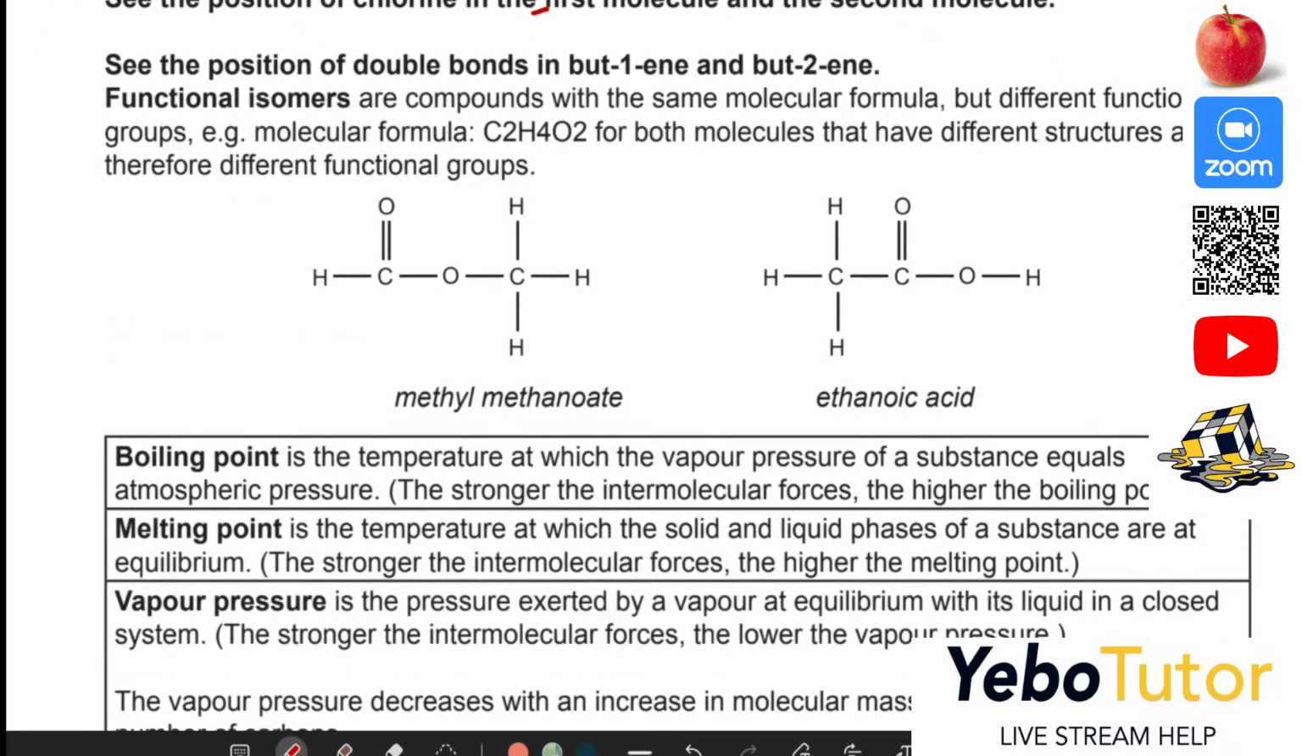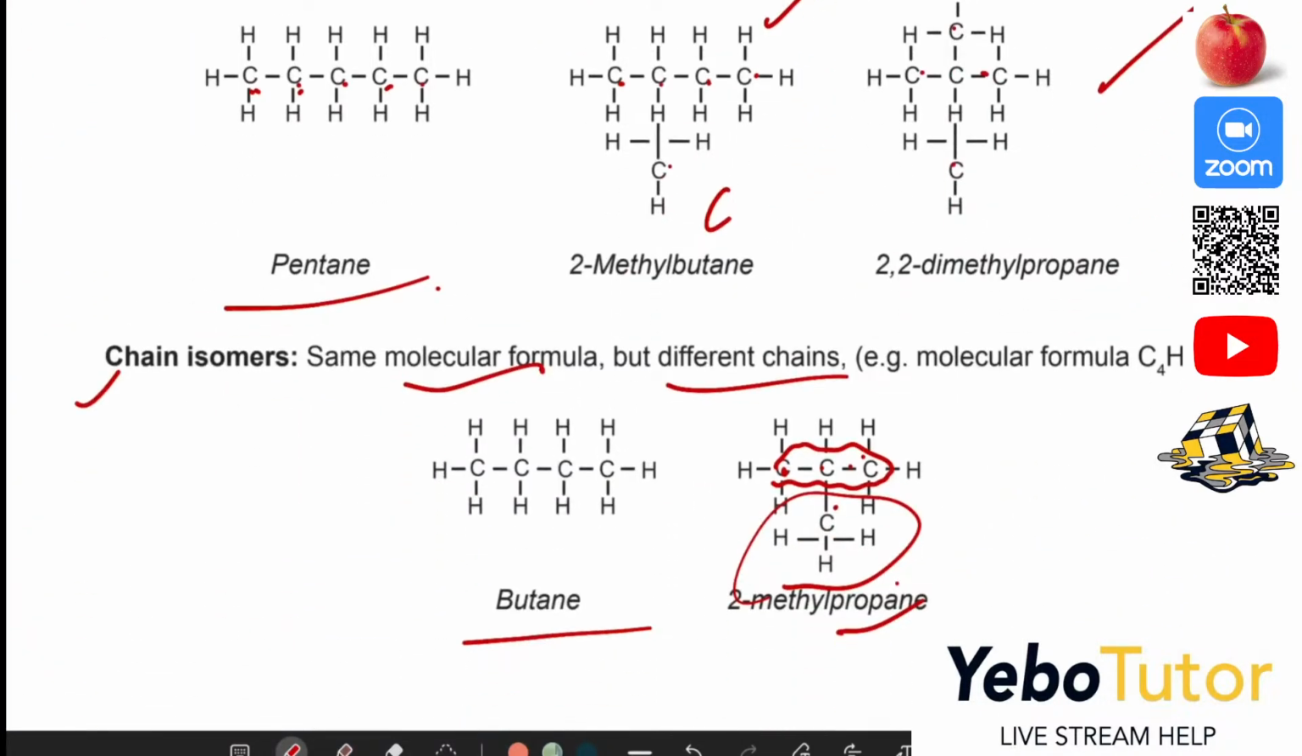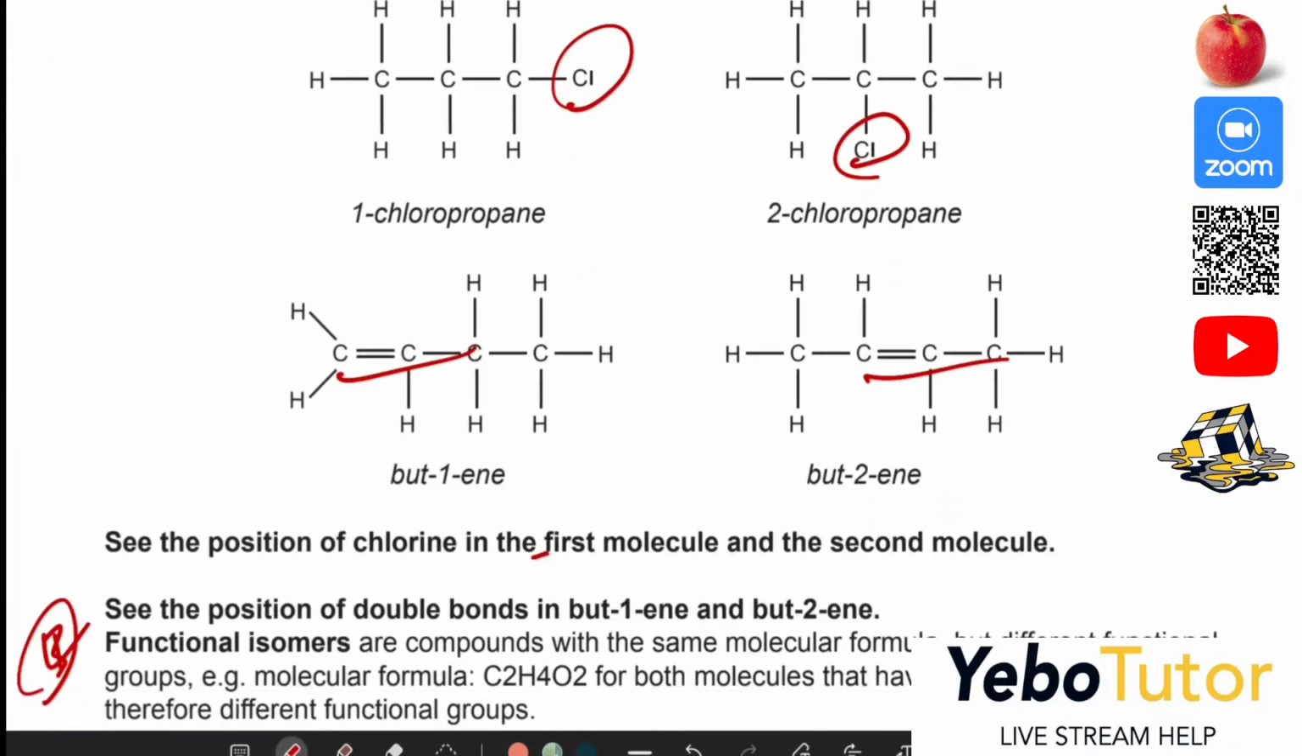Now again, it is very crucial to understand that we also have the last part, when we are looking at the functional isomers, which is number 4. So we have 4 types of them. The first one is the structural isomer. We have chain isomers. We also have positional isomers.